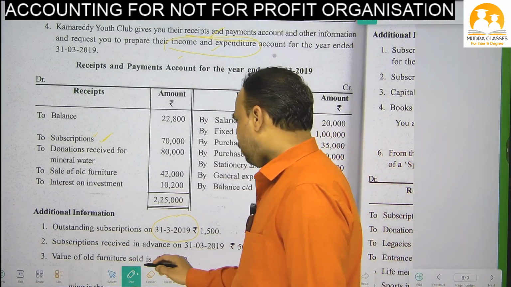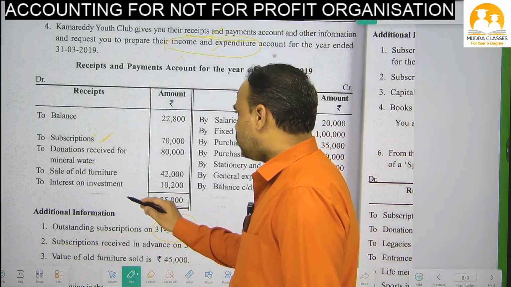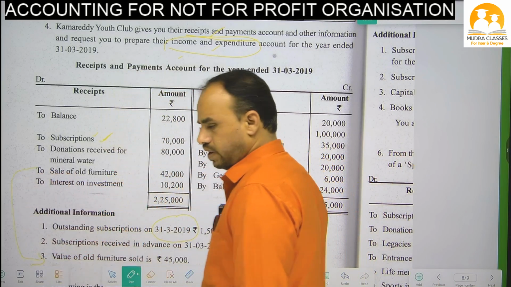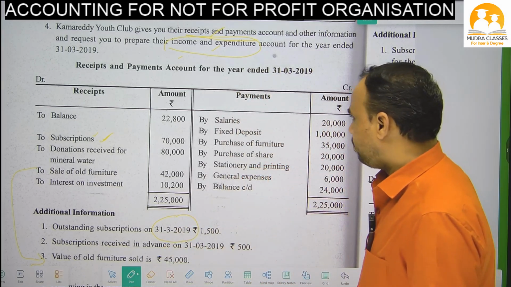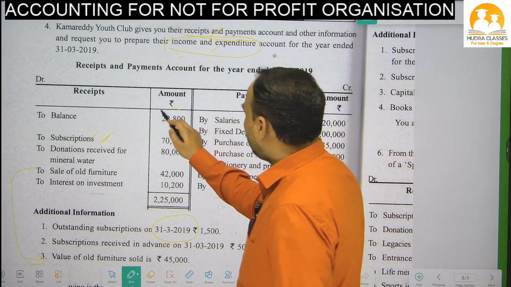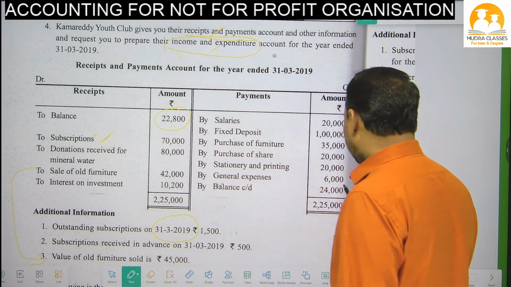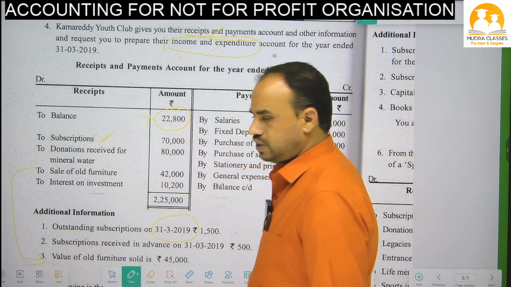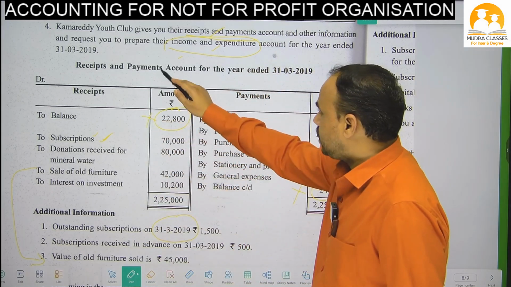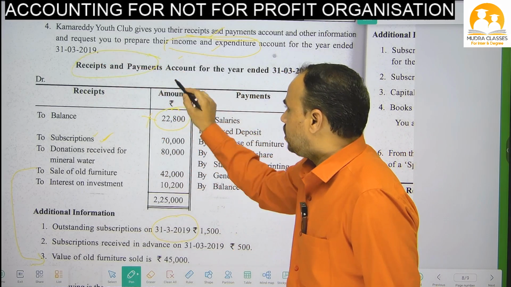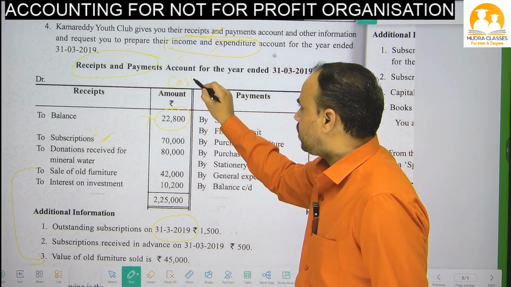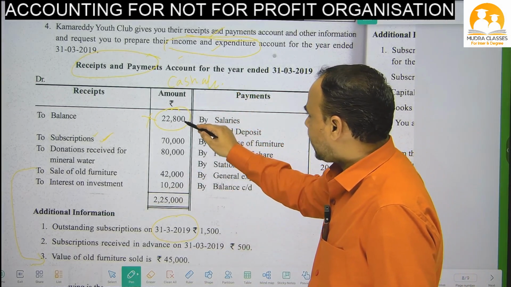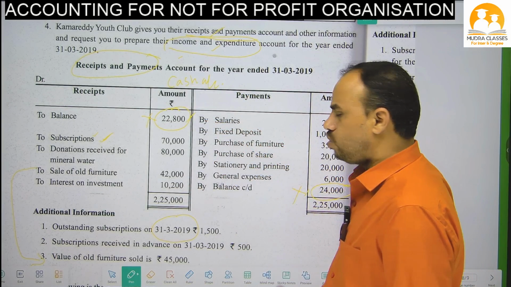Next, value of old furniture sold is 45,000. So here sale of old furniture is given. How to write? Listen carefully. This opening balance and this closing balance we will not write in the income and expenditure account, because the receipts and payments account is nothing but a cash account. Receipts and payments account is nothing but what account, Anna? Cash account. That means this is the cash opening balance, and this is the cash closing balance.